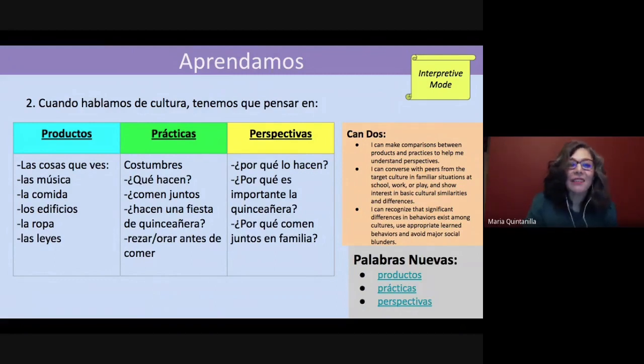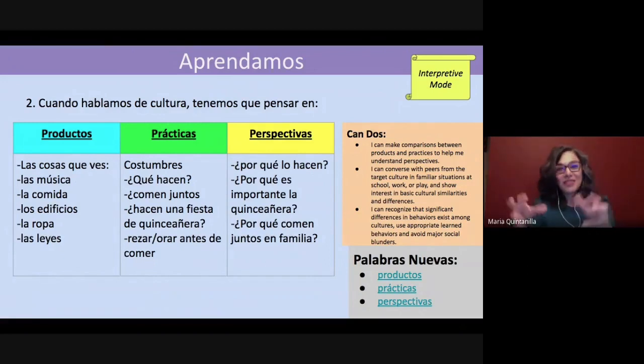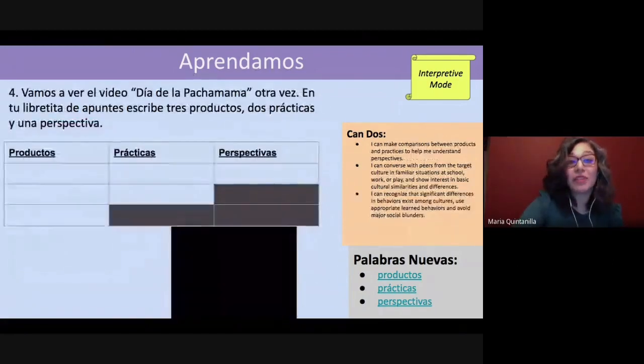And then the most difficult one, really, because we have to look really deep, would be the perspectives. Why do people do those practices in that culture? Why do they eat together? Why do they celebrate a quinceañera, for example? Why do they eat together in family? What is the importance of that? That would be the concept of perspectives.